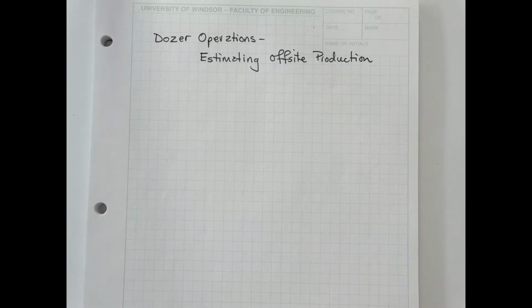Today, we're going to talk about estimating dozer production off-site. This is an important part of putting a bid together because you do not get to go on the site to do the work until you've successfully bid. And in order to successfully bid, you need to know how much work you're going to do and what it's going to cost.